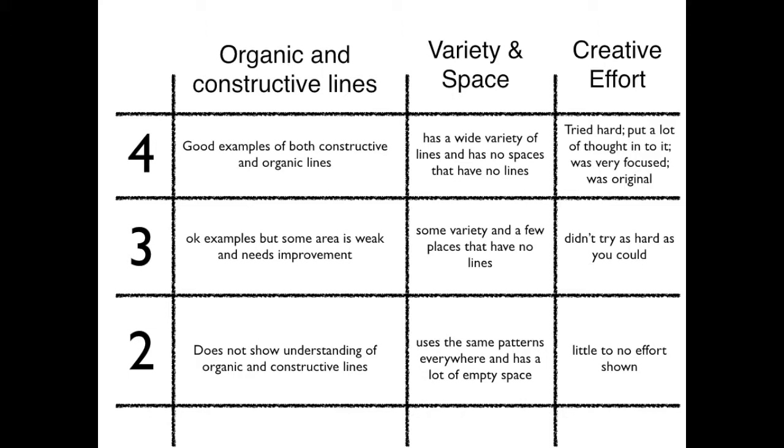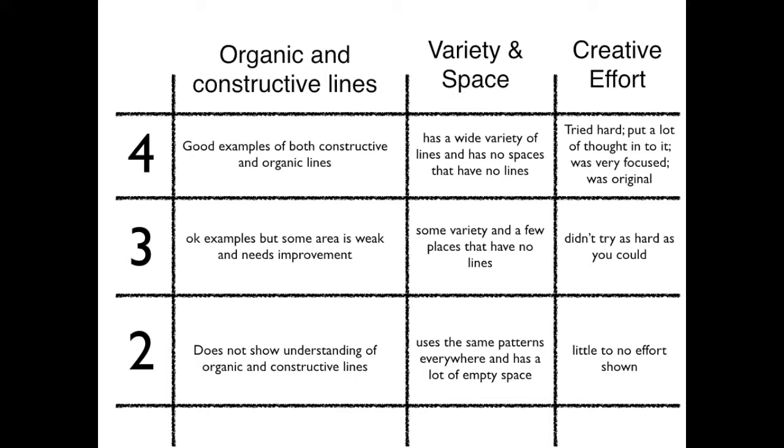For variety and space, there's 2 ways to get a 4. You have to have both of them. You have to have variety of lines. That means lots of different ways of creating lines. You're probably looking at least 10 different patterns of lines of each category on each side of your name tag. And no space that has no lines. Don't leave any space empty. If you do that, then you're going to get a 4.